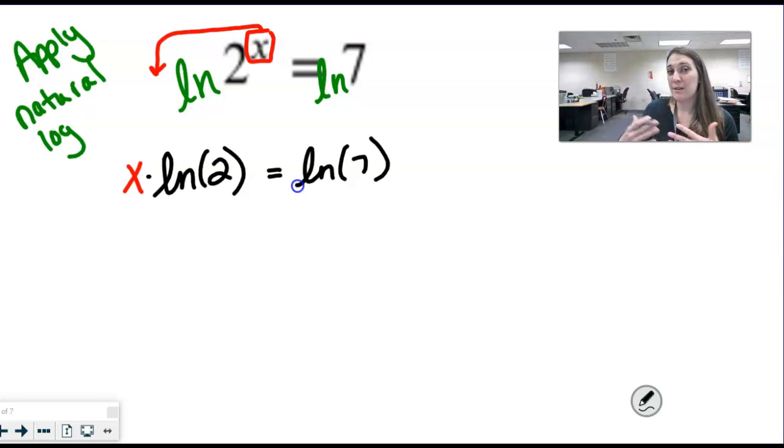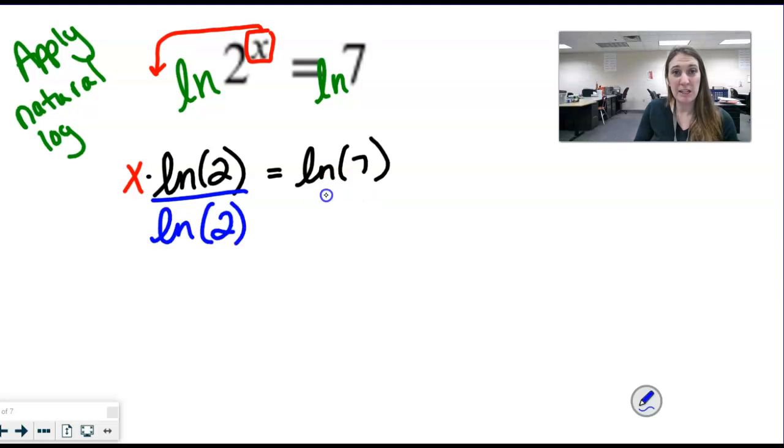So if my goal is to solve for x, I am one step away from that. All I have to do is take this icky number, natural log of 2, and divide it over to the other side. So I don't want to type yet, because I definitely don't want to round off any icky numbers.